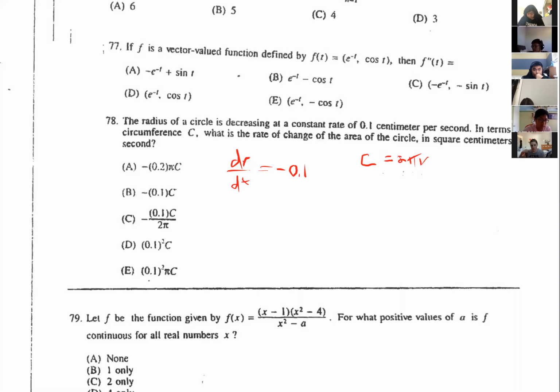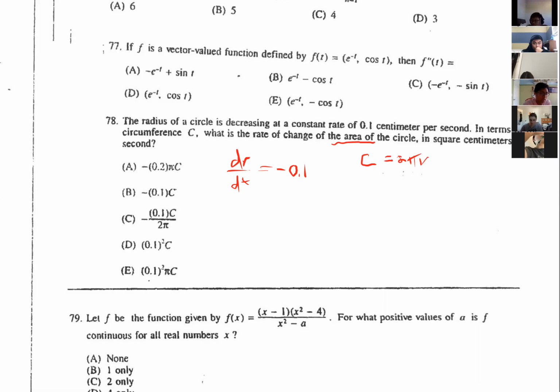What is the rate of change of the area? So I'm going to say A equals pi r squared. I'm going to take the derivative of both sides with respect to time. So this is 2 pi r times dr over dt. And it says in terms of the circumference, so instead of 2 pi r, I'm just going to write that as C.